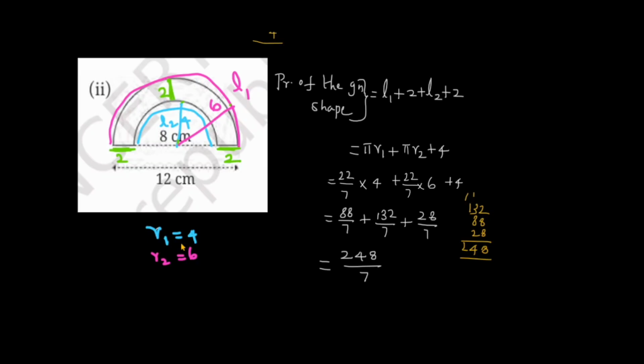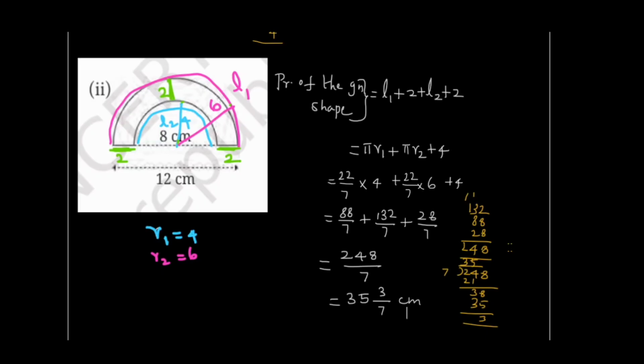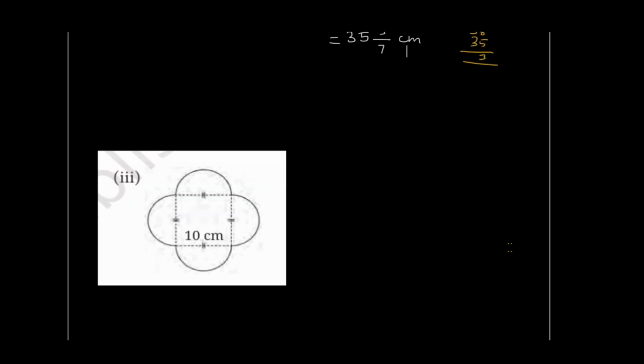While we are dividing this, we can get 248 divided by 7. 7 threes are 21, remaining 3, 38, 5 times 7 is 35, remaining 3. We will stop this. We can give the answer as a mixed fraction. So quotient is 35, remainder is 3 and divisor is 7. So 35 and 3 by 7 centimeters. That is the perimeter of the given shape.